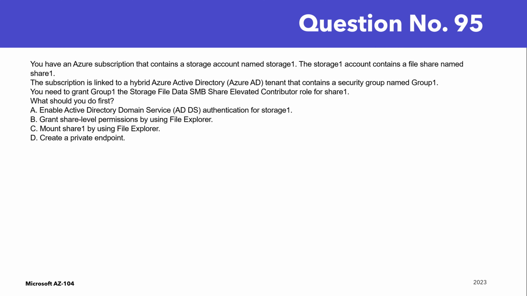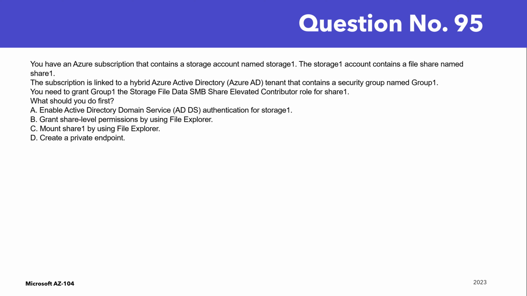You have an Azure subscription that contains a storage account named Storage1. The Storage1 account contains a file share named Share1. The subscription is linked to a hybrid Azure Active Directory (Azure AD) tenant that contains a security group named Group1. You need to grant Group1 the Storage File Data SMB Share Elevated Contributor role for Share1. What should you do first?